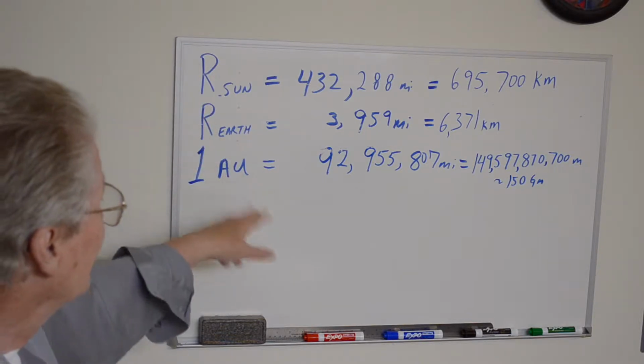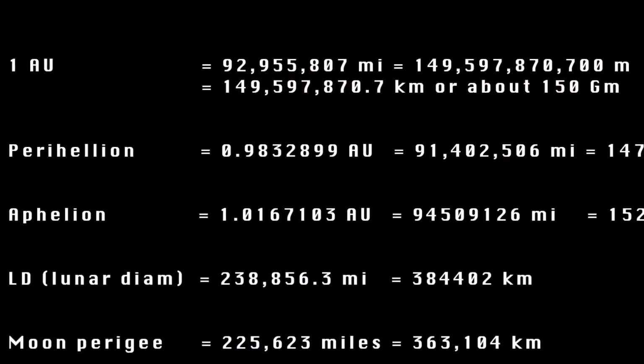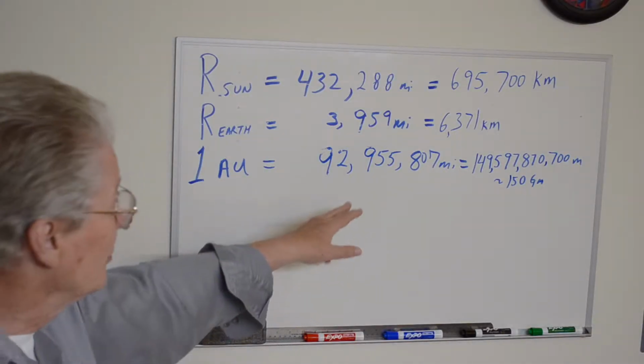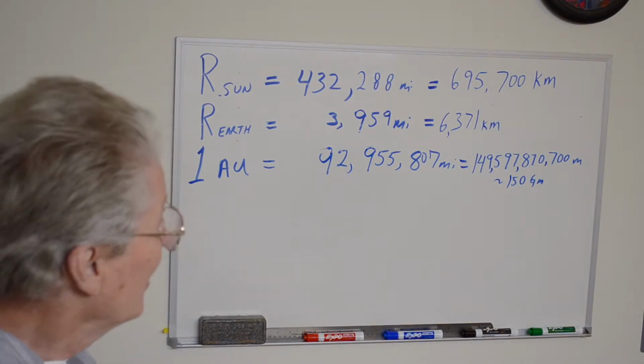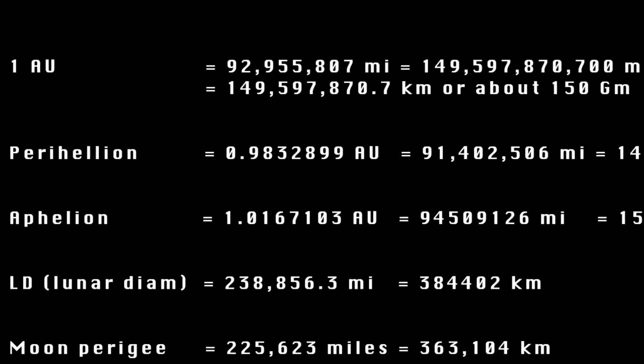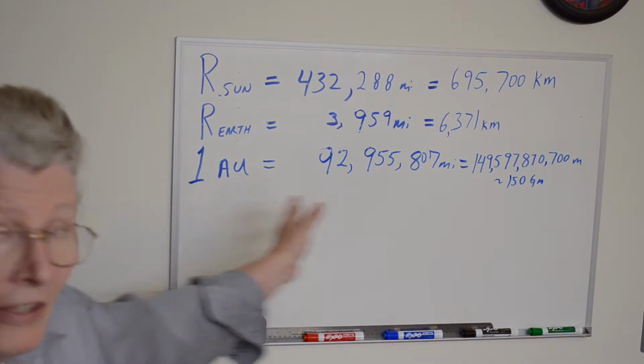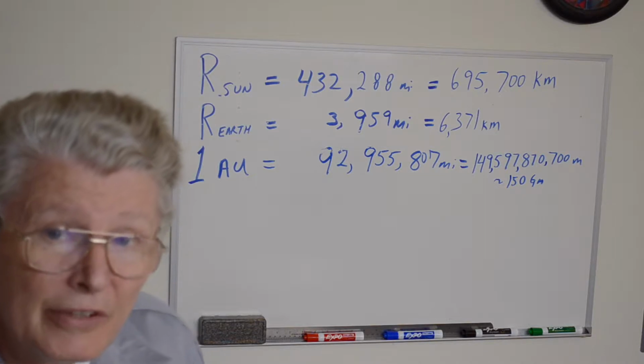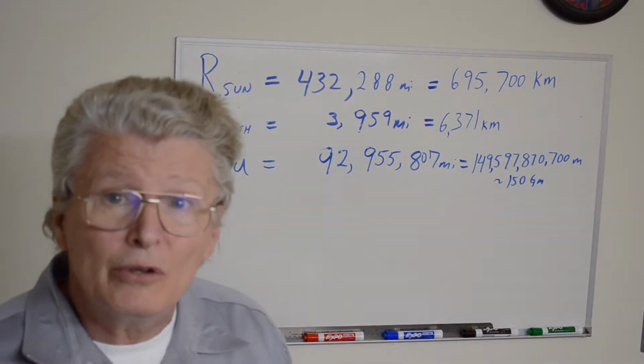And finally, for 1 AU, I have 92,955,807 miles, and I've been using mostly 93 million, so you can see that's definitely within 1%. And you can also see that it's 149,597,870,700 meters. That's how far the mean distance is from the Earth to the sun. So I wanted to get those corrections in there, or those refinements, so you'll have those for reference.